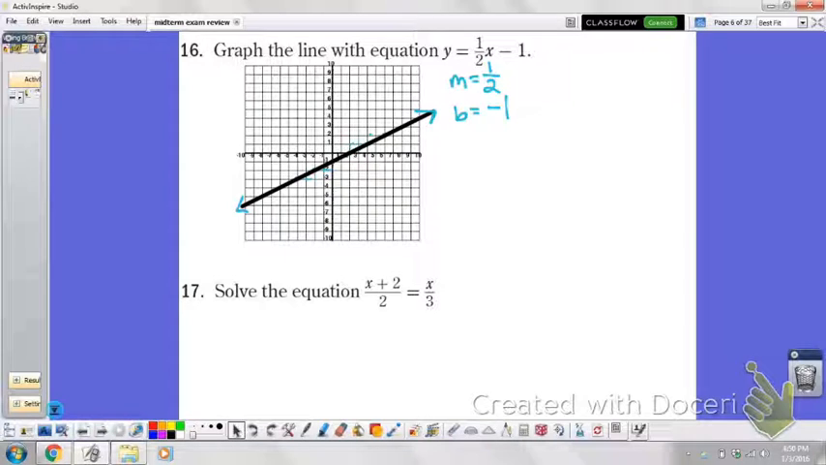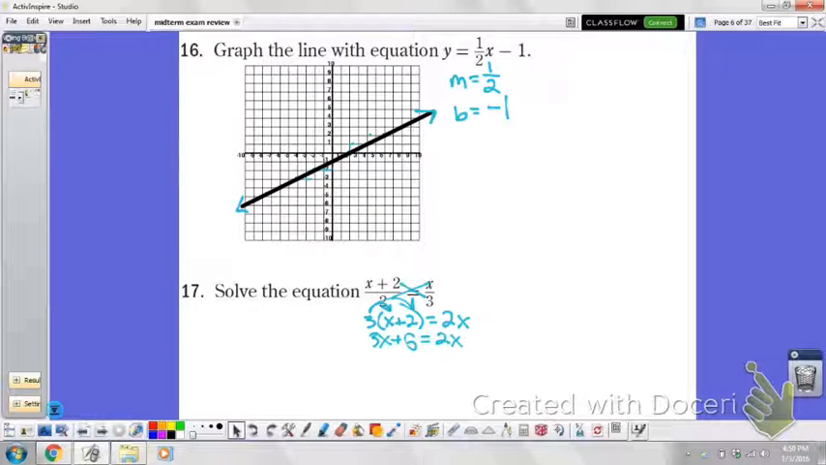Number 17, I need to solve the equation (x plus 2) over 2 equals x over 3. Here's another proportion, and so to solve this, we can cross multiply. So I can take x plus 2 times 3, and I'll have x times 2, or 2x. Well, to find out what 3 times the quantity of x plus 2 is, I need to distribute, so 3 times x is 3x. 3 times 2 is 6, so I have 3x plus 6 is equal to 2x.